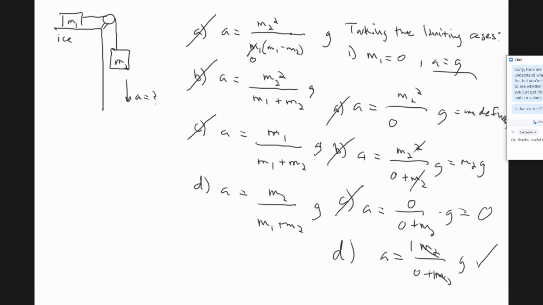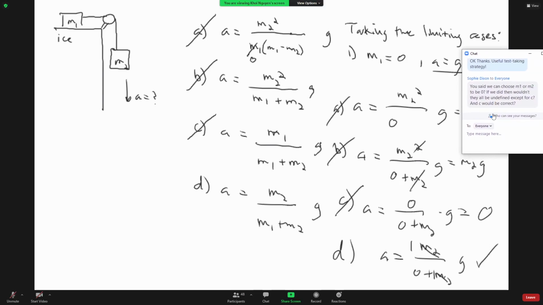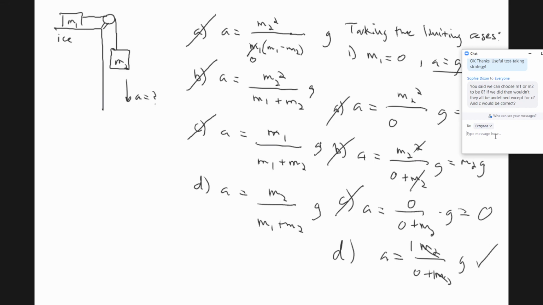Because we know that if M1 is gone, then it's just a falling object. Yeah, it's super useful. I always love these types of problems because a problem that took you guys like 2 to 3 minutes, I'm doing in 10 seconds. That means I have 2 to 3 minutes for another problem that requires a lot of work. Yeah, you can choose M2 to be 0 too, right? So if we choose M2 to be 0, for the other case, acceleration should be 0, right?